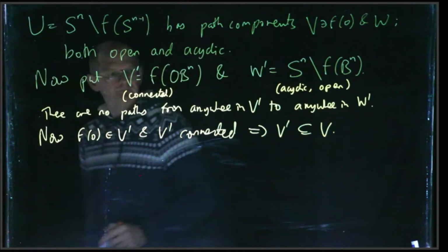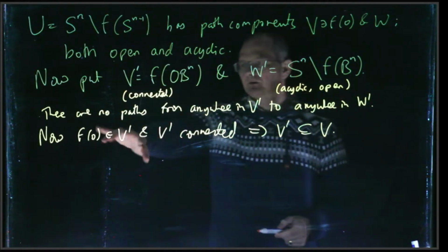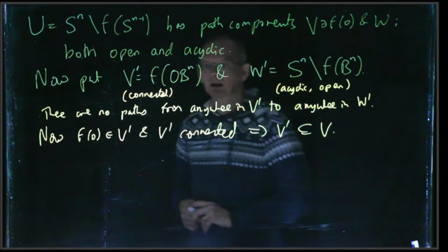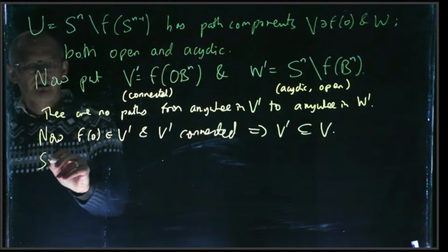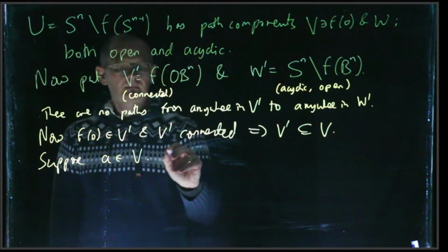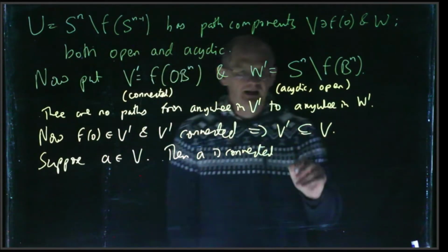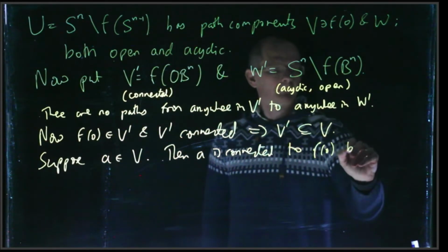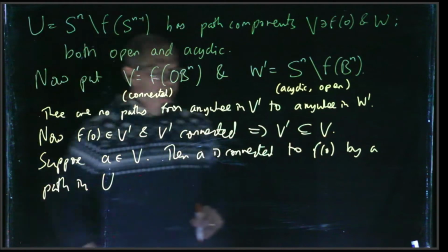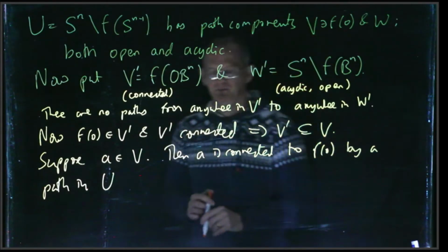okay, so V prime is connected, and it contains the point f of naught. So everything in V prime is connected by a path to f of naught, and so it lies in the path component of f of naught, which is V. Okay. So now let's suppose A is in V. So A is connected to f of naught by a path in U, right? That's because V is by definition the path component of f of naught, so such a path exists.